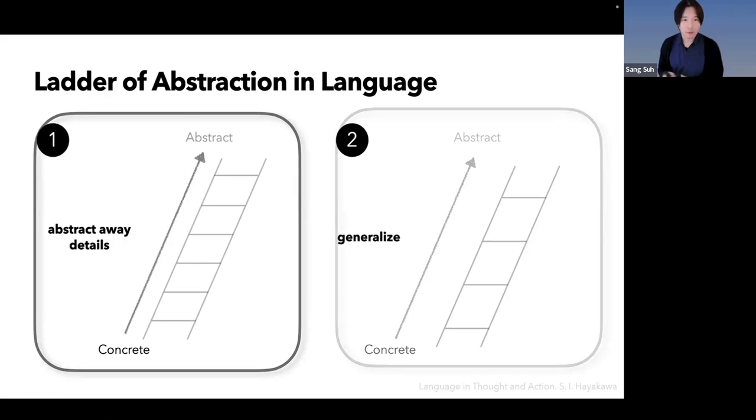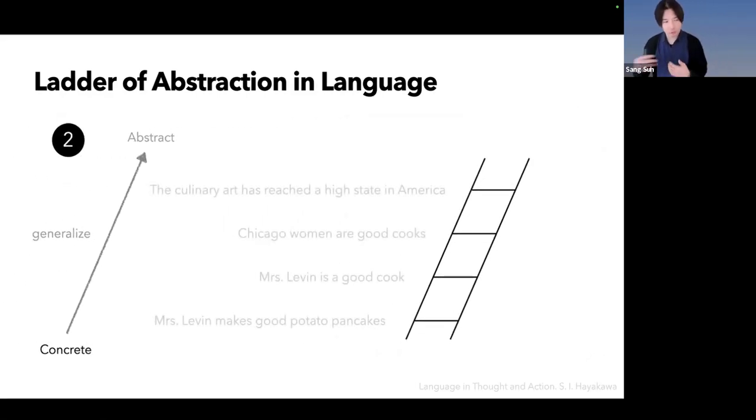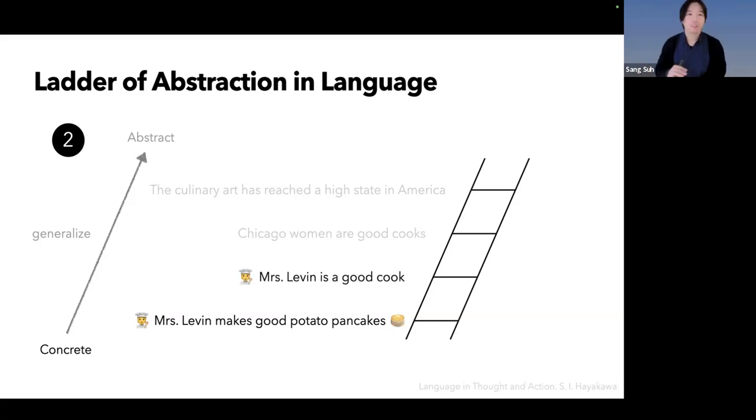And the other one is about how, as you go up the ladder of abstraction, you generalize. So it's in the form of a statement, right? Let's say there's a lady named Mrs. Levin who lives in Chicago, and she makes great potato pancakes. And then if you abstract up, you might just say that Mrs. Levin is a great cook, right? Even though the only dish you had was a potato pancake. So there's no guarantee that she's actually good at other dishes, but you can generalize and say that she's a good cook. So you extrapolate, right?